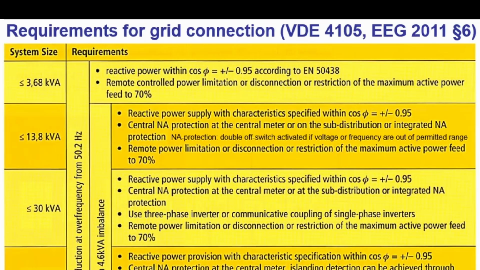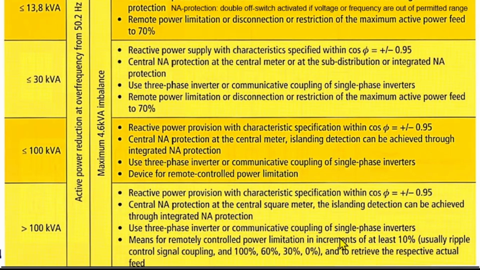So the requirements for grid connection, this is the German legislation for that. For system sizes below 3.68 kVA or kilowatt, the reactive power should remain in the range of plus minus 0.95 cosinus phi. Then remote control power limitation or disconnection, or restriction of the maximum active power to 70%. If you go to higher system sizes, the restrictions get stronger, so you have more protection and so on. And if you go to, for example, more than 100 megawatts, you have a lot of restrictions. The utility can control your system.